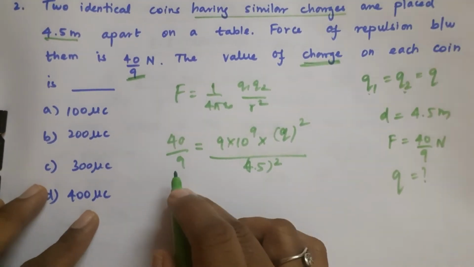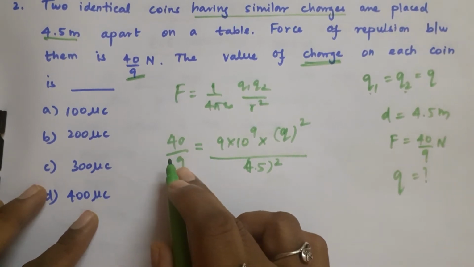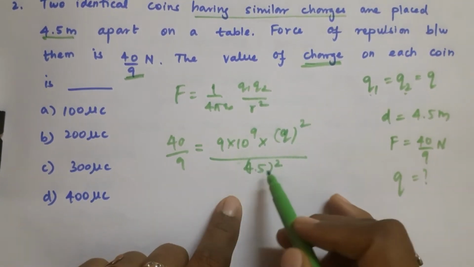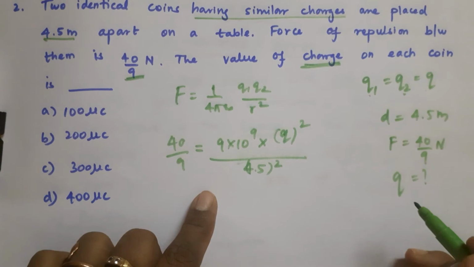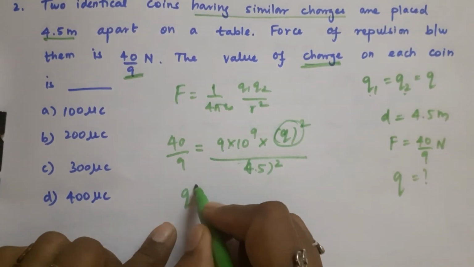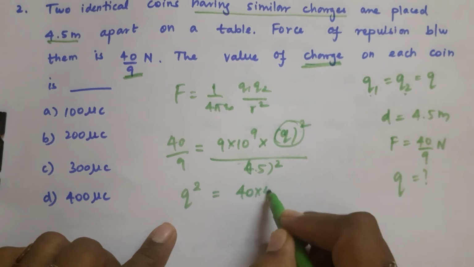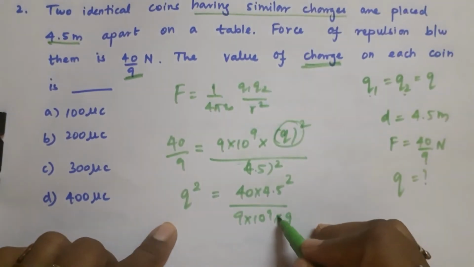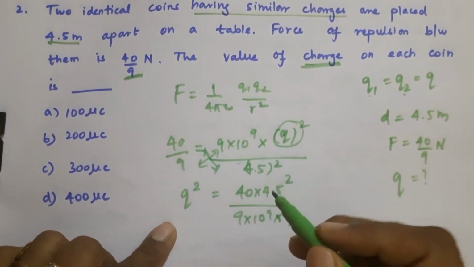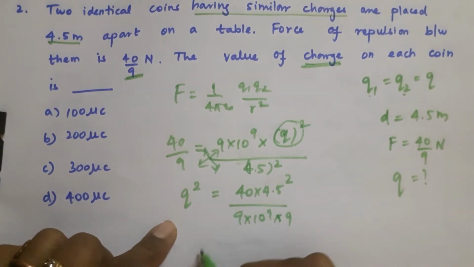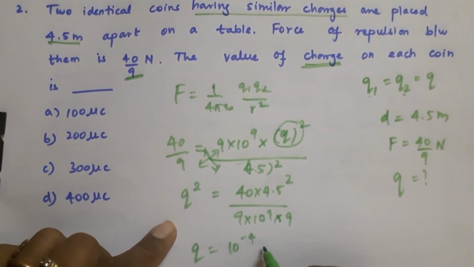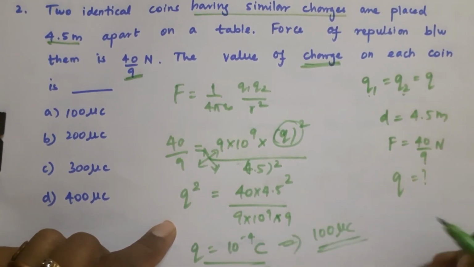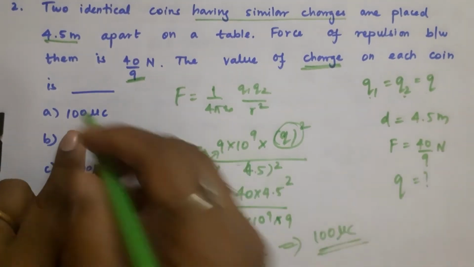So when you substitute, 40 by 9 equals 9 into 10 power 9 into Q square by 4.5 the whole square. But we are going to find what is Q. So Q square can be written as 40 into 4.5 square by 9 into 10 power 9 into 9. When you cross multiply like this, the final answer you will have is Q equals 10 power minus 4 coulomb. So this equals 100 mu C. So we have 100 mu C in the A option. So A option is correct.